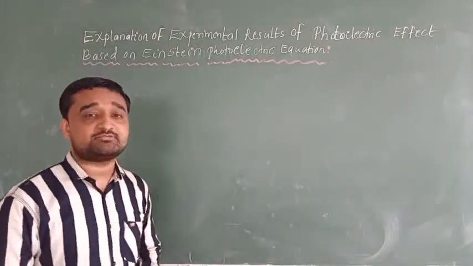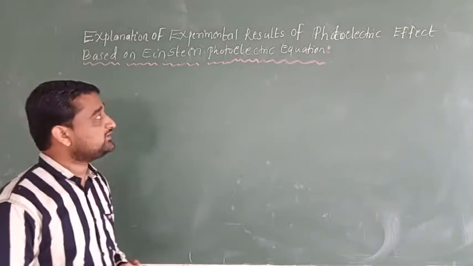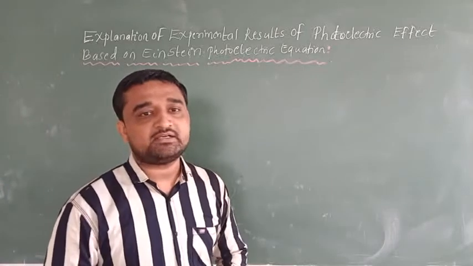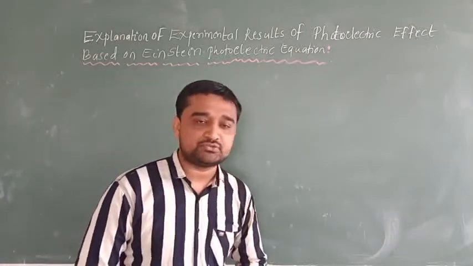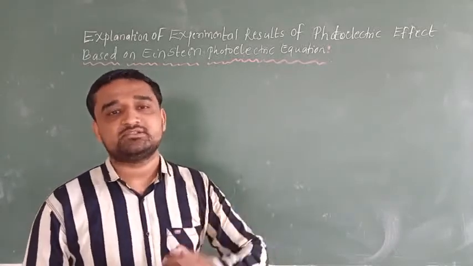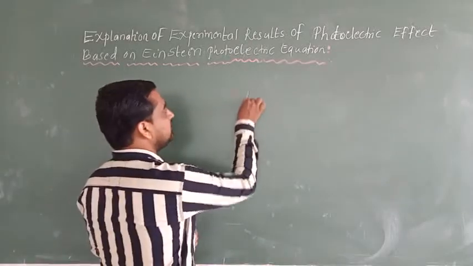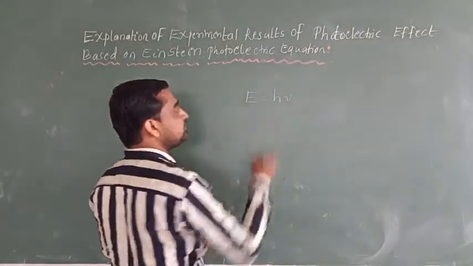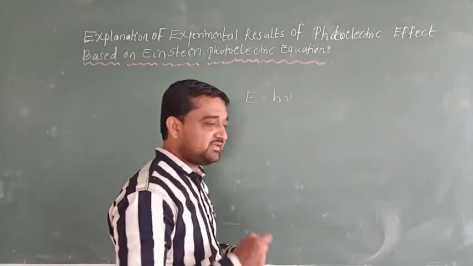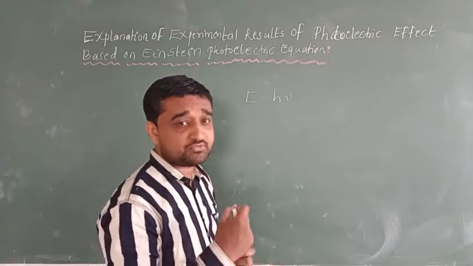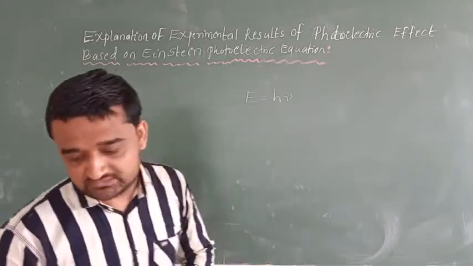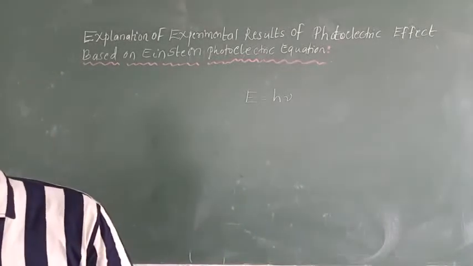That is called the Einstein photoelectric equation. According to Einstein, the phenomenon of photoelectric effect is due to an elastic collision between the photon and the electron. When a photon of energy E equal to h nu is incident on the metal surface, there is an elastic collision. Elastic collision means there is no loss of energy. The energy of the photon is transferred to the electron. So during the collision, what happens here?